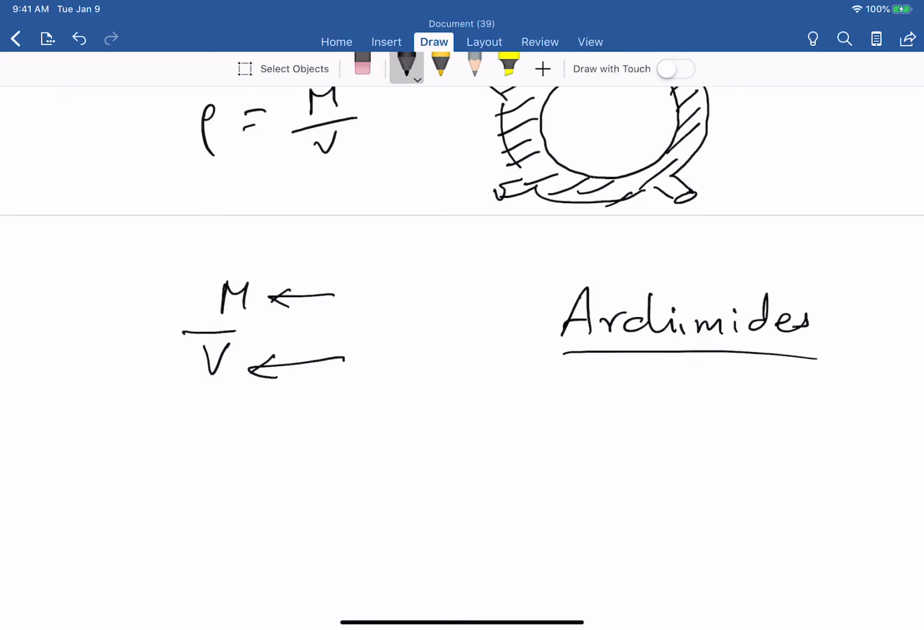And this was a very complicated problem, because what you really need to do is compare the density of the crown with the density of pure gold, right? But there was no simple way of finding the density of the crown, because density is mass divided by volume. How are you going to find the volume of the crown? The crown does not have any simple shapes. So how would you find the volume of the crown?